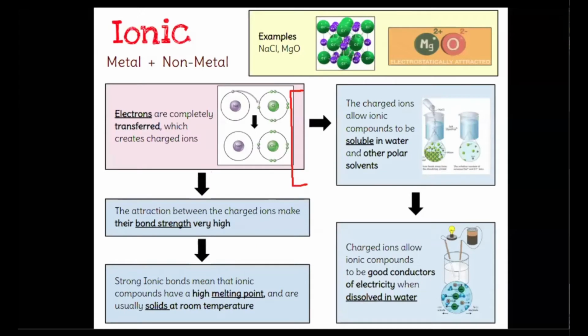So our first types of bonds that we're going to look at are our ionic bonds. You guys are familiar with ionic bonds from things like table salt, right? So sodium chloride, table salt, magnesium oxide, these are all our ionic compounds. They are made up of a metal and a nonmetal. The reason for this is the difference in their electronegativities.